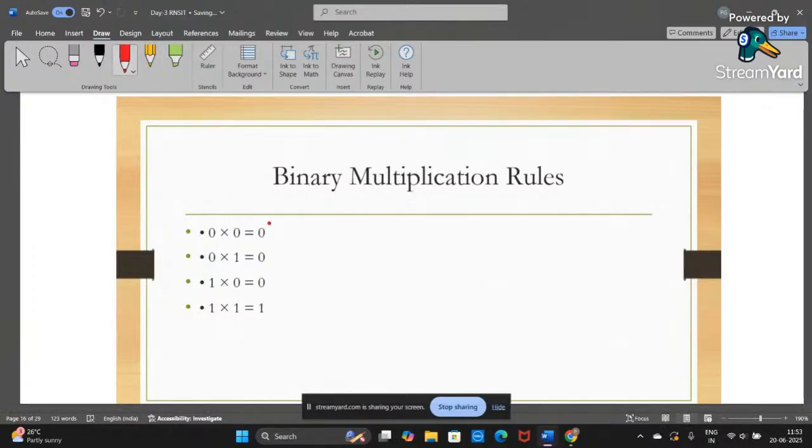0 into 0, it is 0. 0 into 1, it is 0. 1 into 0, it is 0. Only 1 into 1, it is 1. This is so simple.